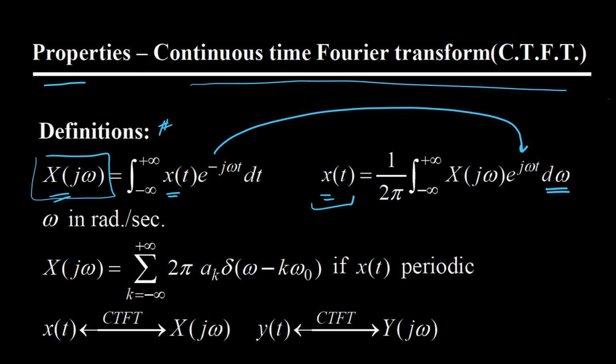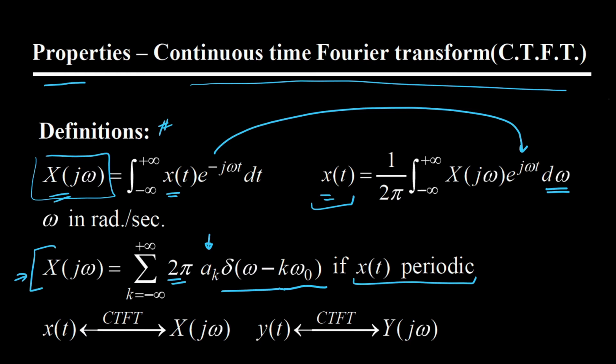In a previous video we have mentioned that if x of t is periodic, the Fourier transform is simply the coefficient a_k of that periodic signal multiplied by 2 pi delta of omega minus k omega naught. So we can easily take the Fourier transform of a periodic signal if we know the Fourier series coefficients.